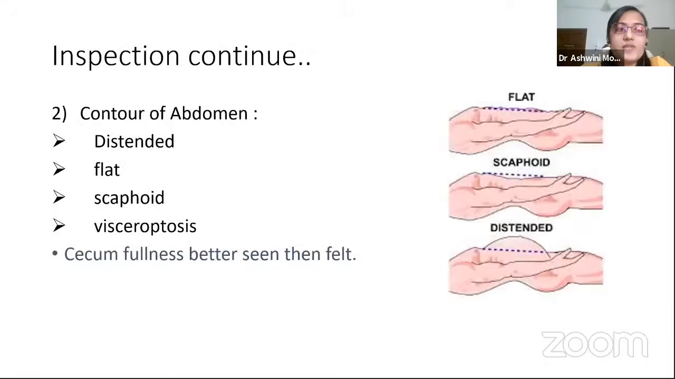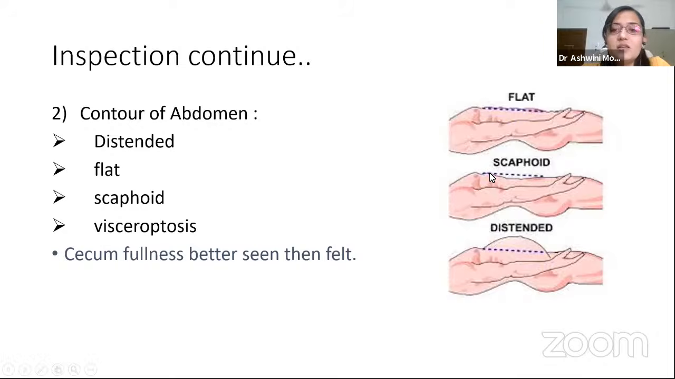Then after hernial site, we have to see the contour of the abdomen, whether the patient has a distended abdomen, a flat abdomen, or a scaphoid abdomen. This is a distended abdomen. Usually you will see it in an acute patient, like one who is coming with a peptic perforation or any intestinal obstruction.